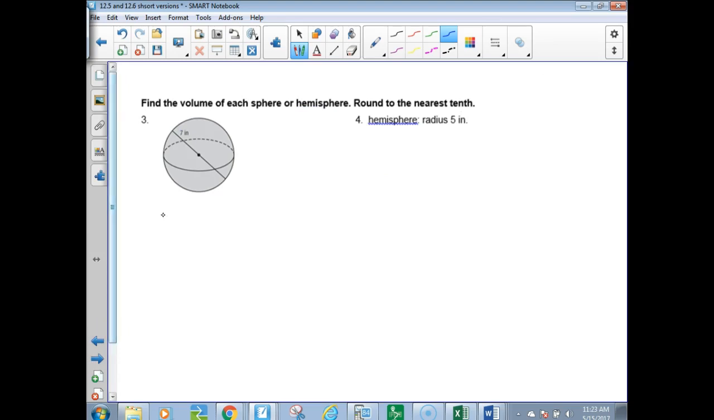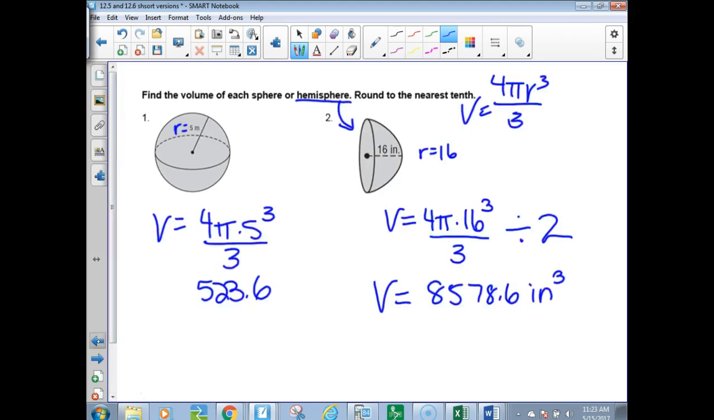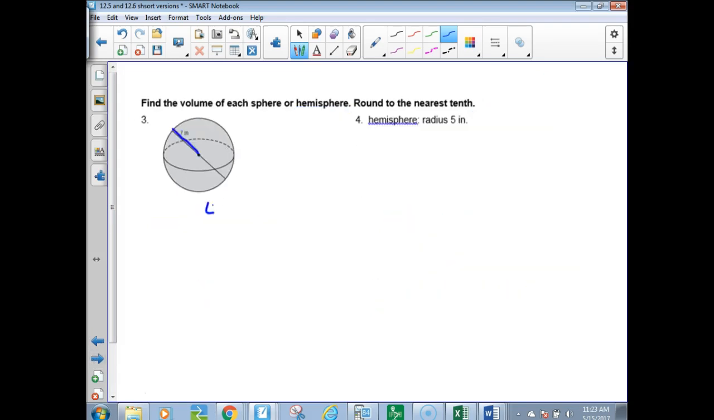All right. 3. I believe they're telling us that 7 inches is just the radius because of how it's way over there and not in the middle. Okay. Find the volume of the spheres, hemisphere. Yeah, that's my last example. Okay. 4 times pi times 7 to the third divided by 3.